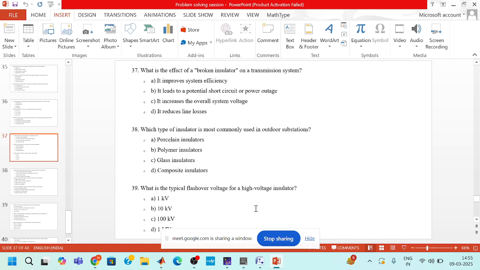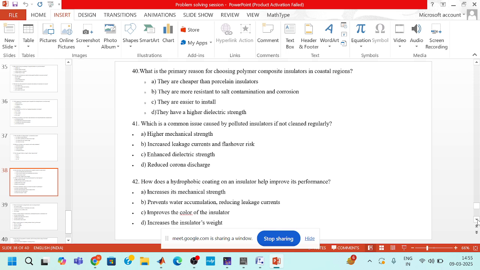100 kV, madam. 100 kV. Anyone else? So the answer is 10 kilovolt. That is the flashover voltage for high voltage insulators. Okay, answer B is correct.